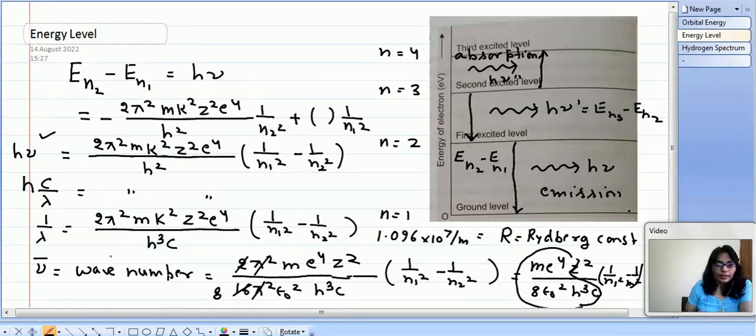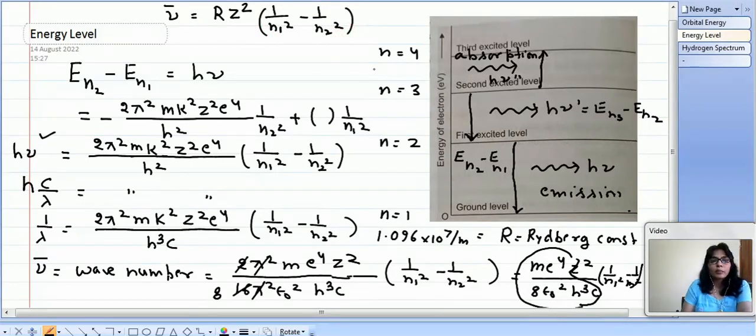So now we can write the term more easily, that nu bar is equal to R Z square, and then 1 upon n1 square minus 1 upon n2 square. So this is the term for any spectral line. It means whenever there is a transition, the wave number of the emitted photon is given by this expression. Now let us write one more term for the energy again.